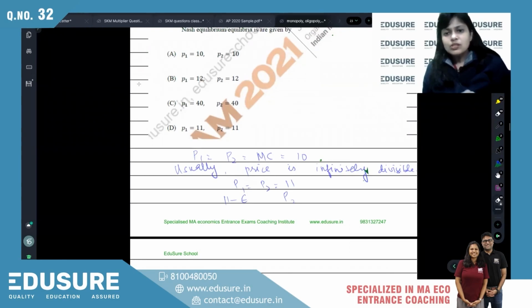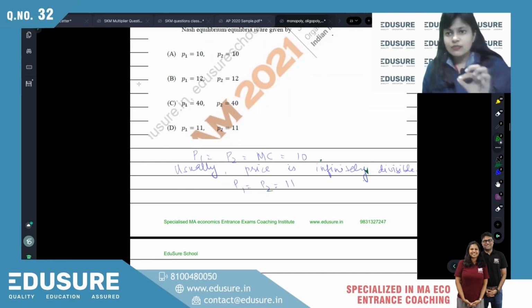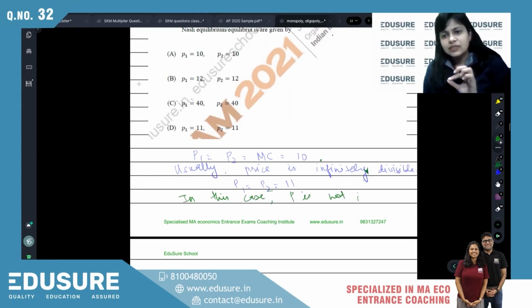Now, because of the unique feature that P1 is equal to P2 is equal to 11, in this case, अगर हम 11 charge करते हैं, if any of the firms decides to undercut, now in this case, price is not infinitely divisible.